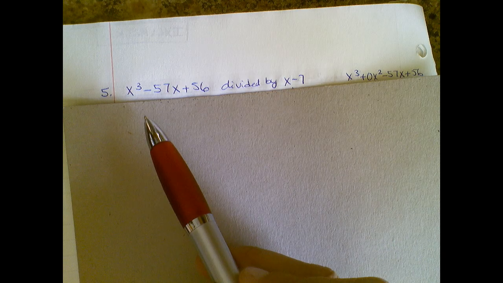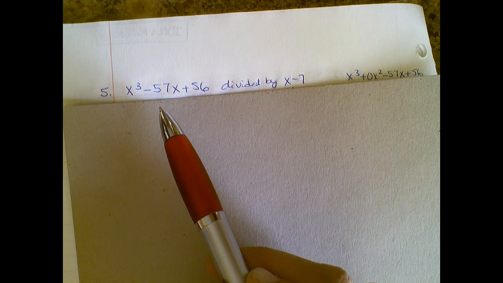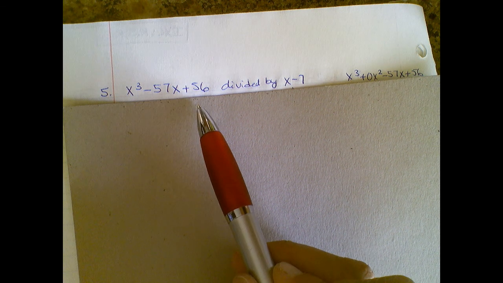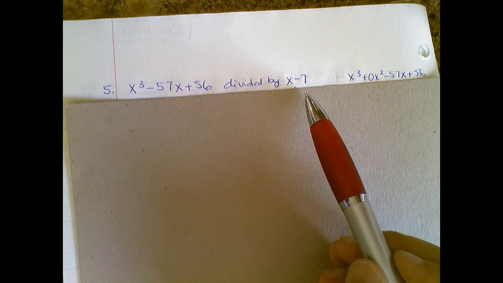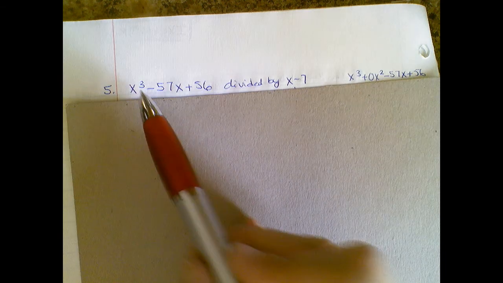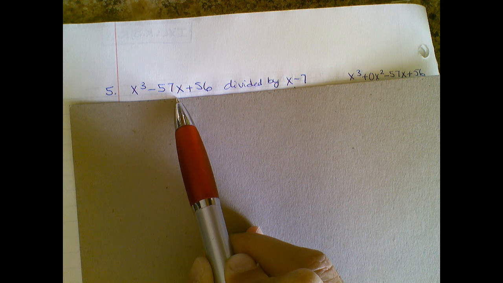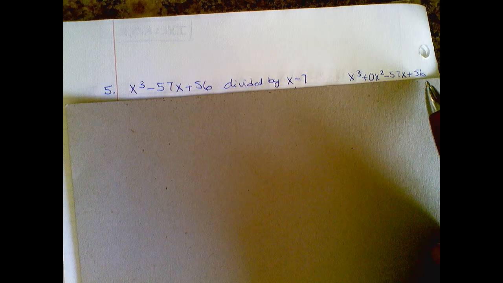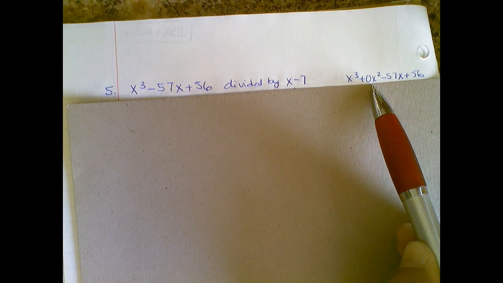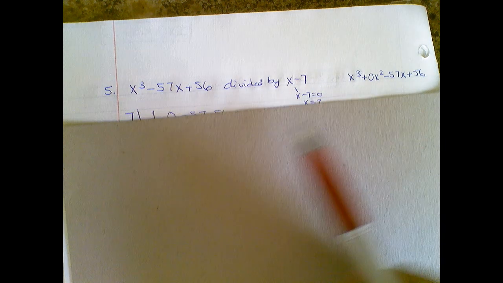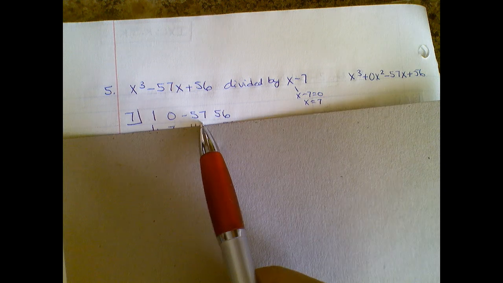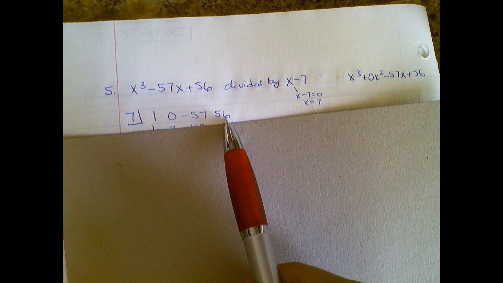Right, this fifth example is x to the third power minus 57x plus 56, and we're going to divide by x minus 7. Notice how it skips a term. It goes from x cubed to negative 57x. It doesn't have that x squared, so we need to put a 0 in that placeholder. So we're going to have 1, 0, negative 57, and then 56.